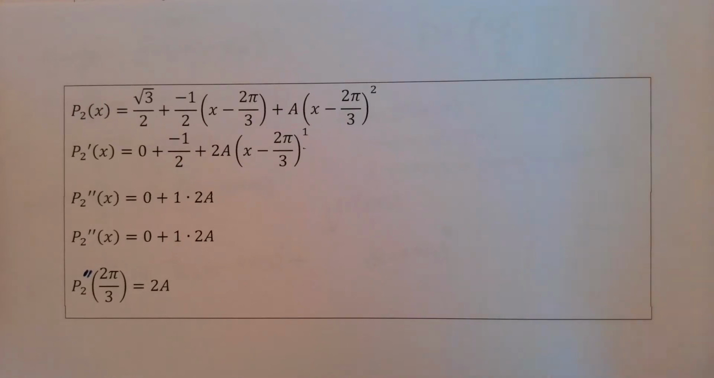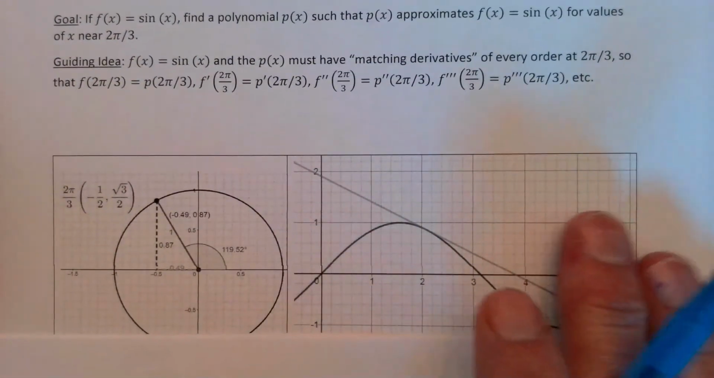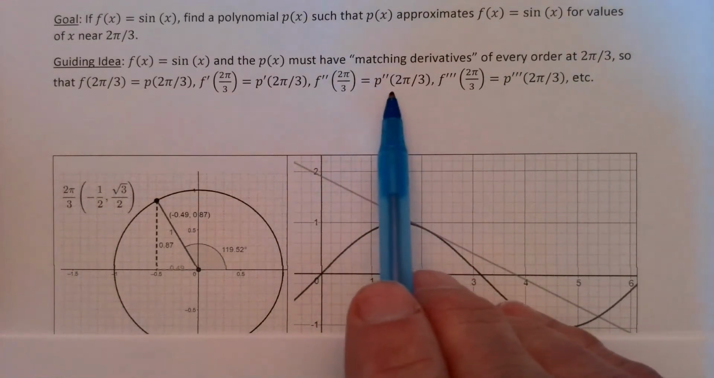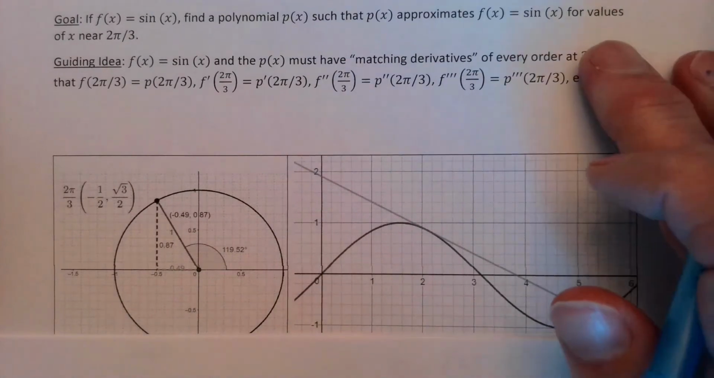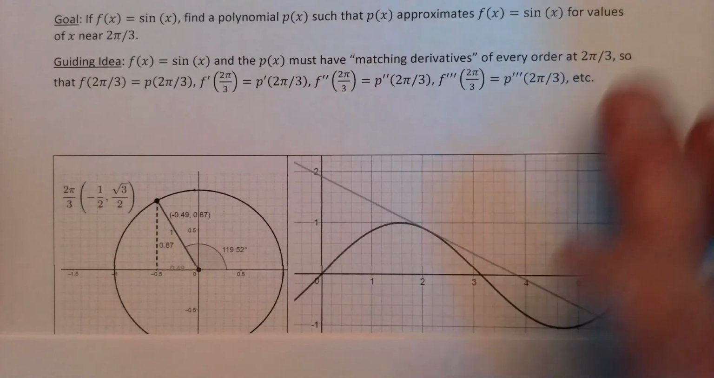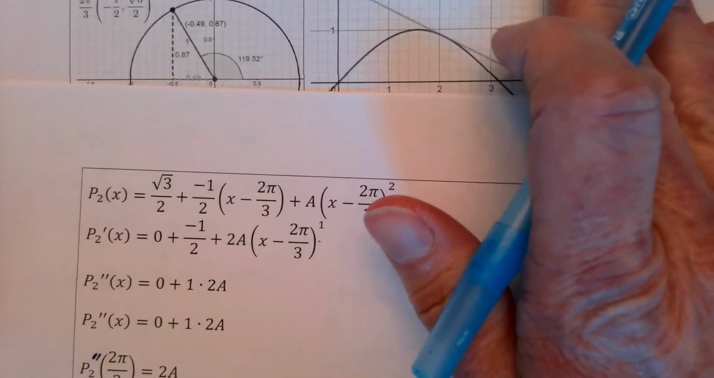When you have a quadratic polynomial, by the time you get to the second derivative, there's no variables anymore. It's a constant. And in this case, it's a negative constant. And why is that? Well, remember, we need our polynomial to have exactly the same second derivative value at 2 pi over 3 as our function does. And we looked up our function's second derivative at 2 pi over 3, and it was negative root 3 over 2.